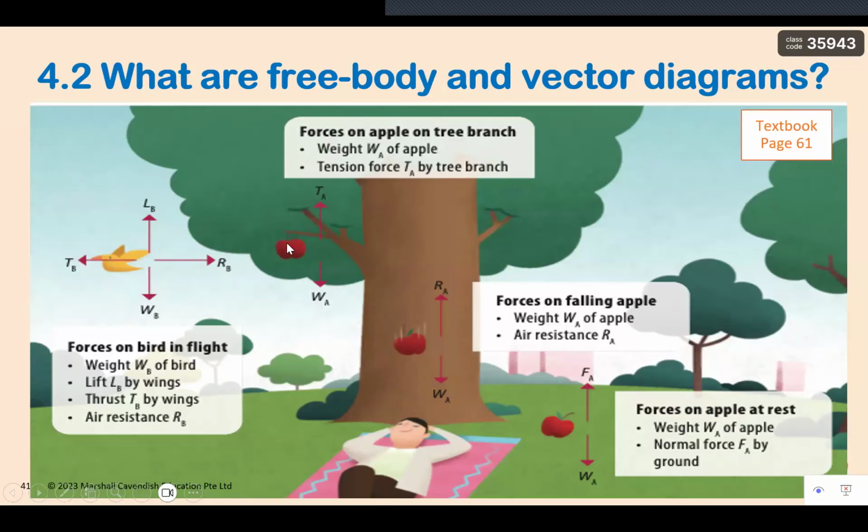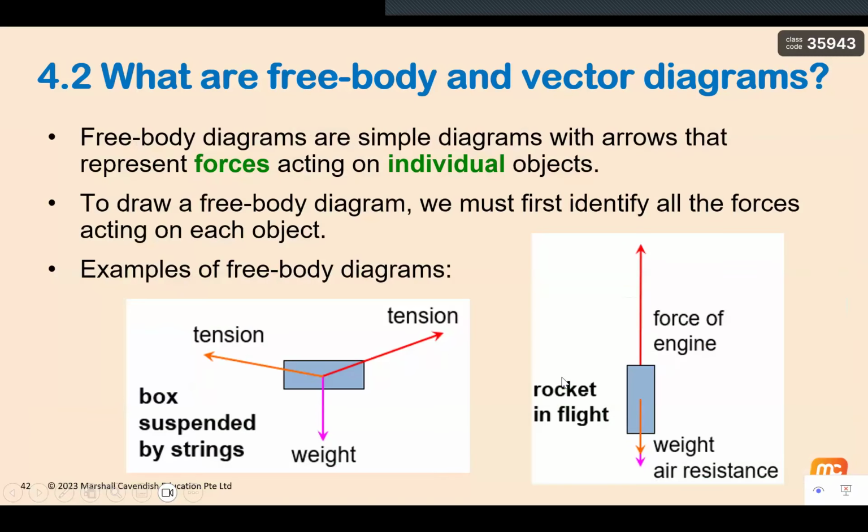Next one, an apple that is hanging on the tree. There is a tension force in the stalk of the apple, and then there is a weight pulling it down. When the apple drops through the air, there is a weight pulling it down, and there is air resistance. The arrow should be on the apple, not in the middle of the air. When the apple drops and touches the ground, there is still a weight, and there is a contact force upwards on the apple. So these are some examples.